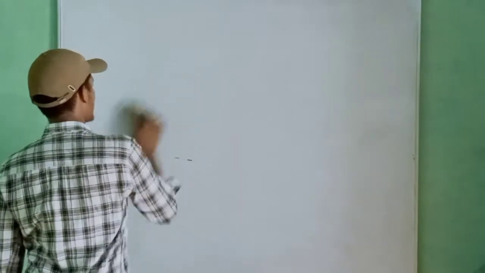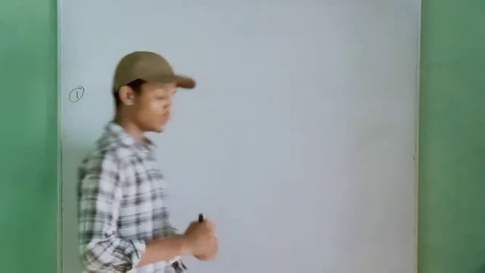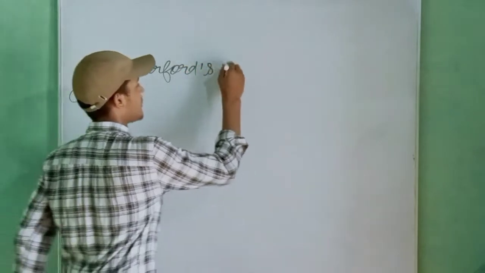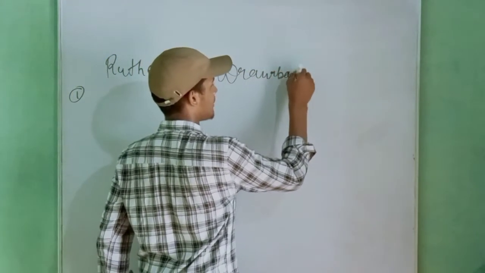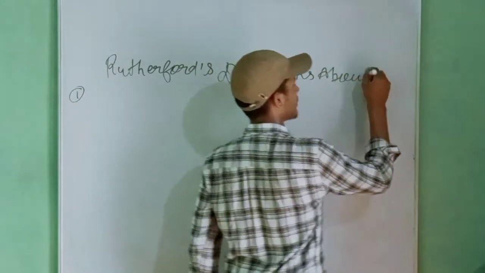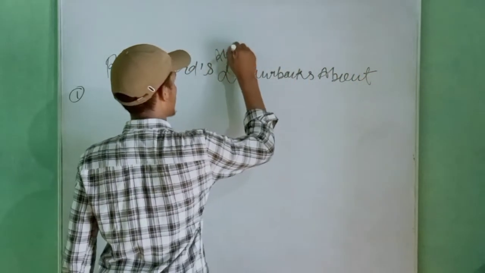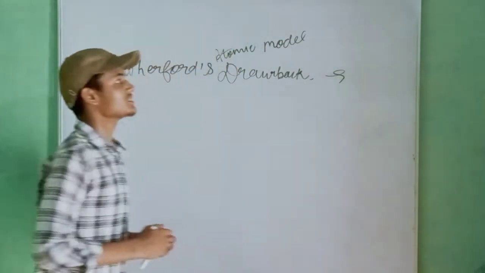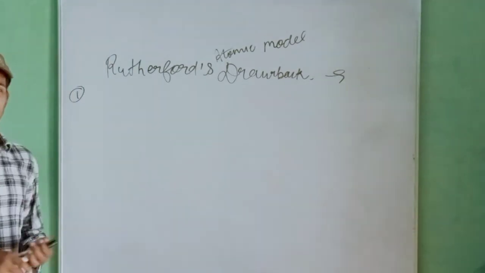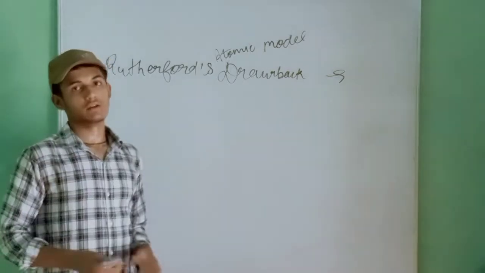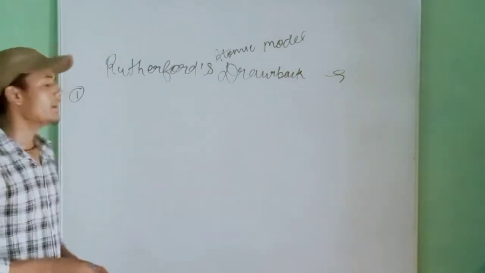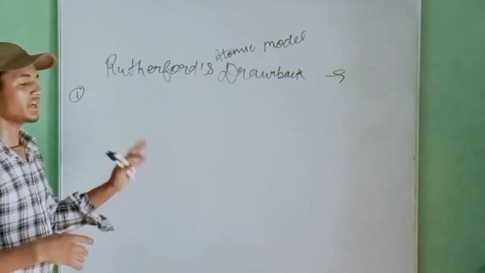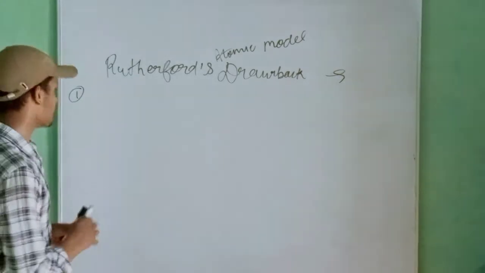There are two. Firstly, we will write the topic name: Rutherford's atomic model drawbacks. What are drawbacks? Here, drawbacks means defaults. Anything or any object that has some default, some bad thing about that object, is what we call a drawback.